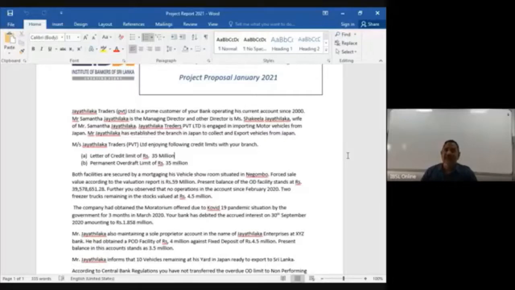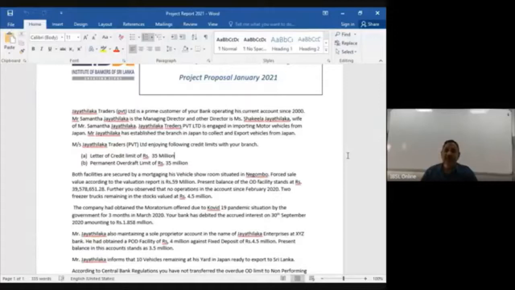This is the balance as at the date, a permanent overdraft. Further, you observe that there have been no operations in the account since February 2020. So the account has had no operations since February 2020. So you can see what could have happened.